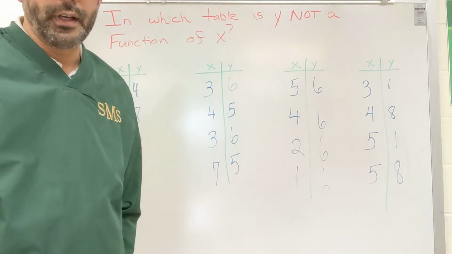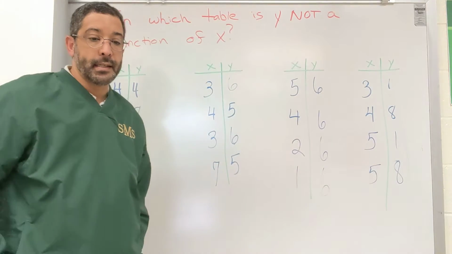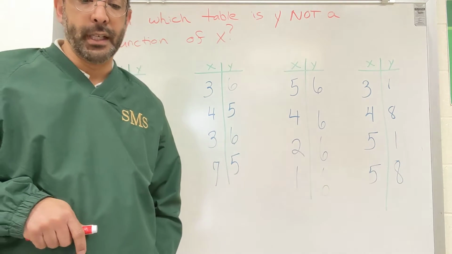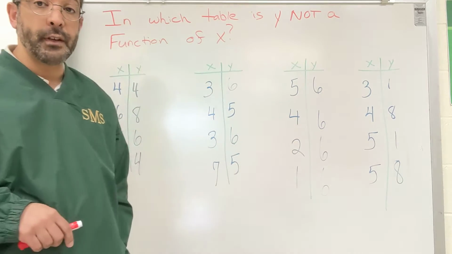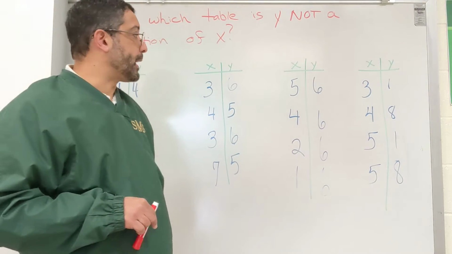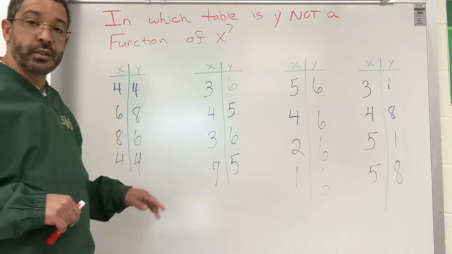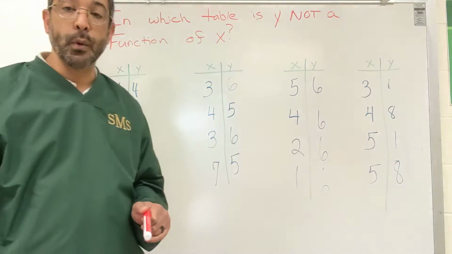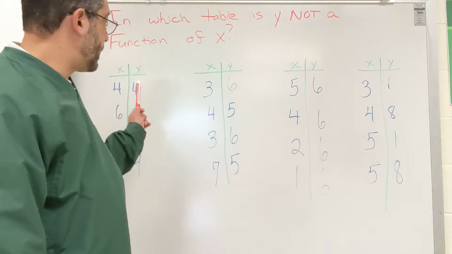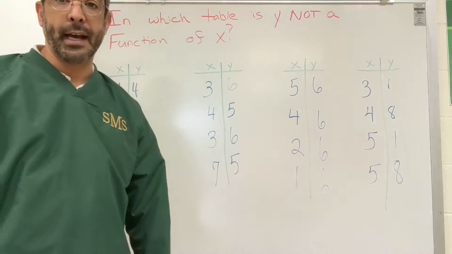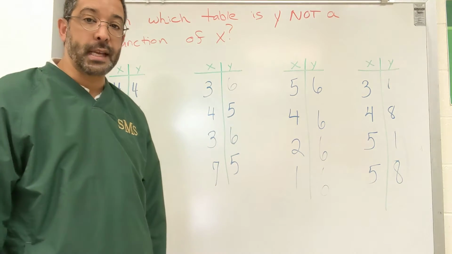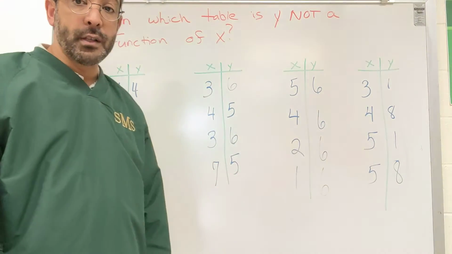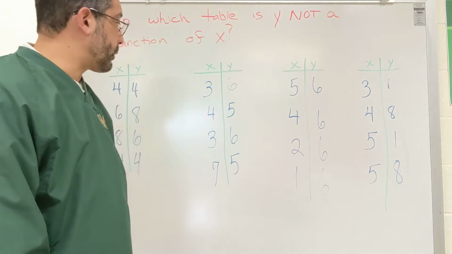All right, so then, for your activator today, it says, in which table is y not a function of x? So let's review very quickly what is a function. A function is a relation, which is a set of ordered pairs, and you have one input to one output, which means you have one x value to one y value. Okay, so let's look at each of these tables and see where we've got one x value to one y value. And the most important thing is that x cannot repeat.